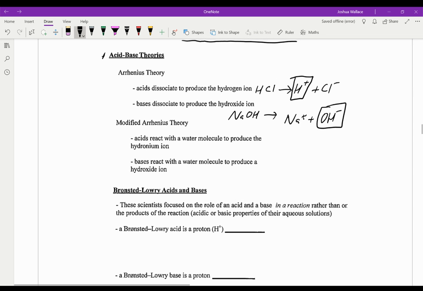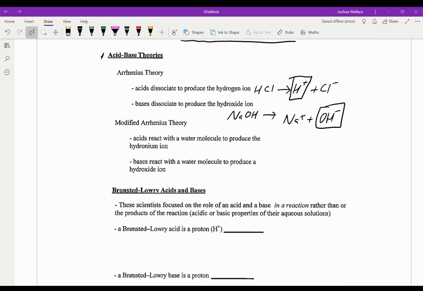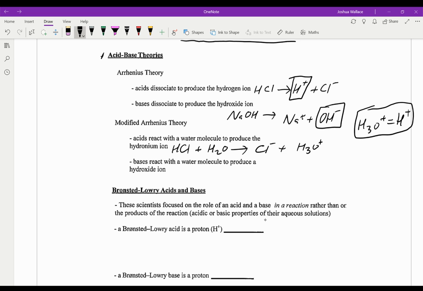And then there's also the modified Arrhenius theory, in which acids react with a water molecule to produce the hydronium ion. So we have HCl reacts with H2O to produce Cl minus and H3O plus. We know that H3O plus is just another way of saying we have the hydrogen ion. When we check for pH, we're actually checking the hydronium ion concentration, essentially what that scale is.